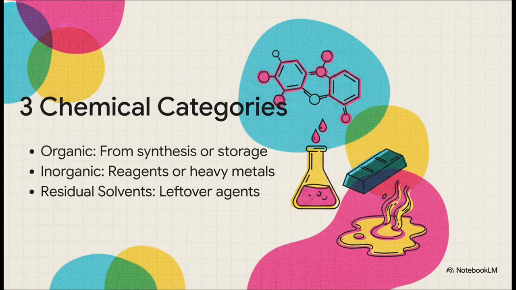Second, we have inorganic impurities. Now, these are a bit different because they contain 0 carbon. We're talking about heavy metals or chemical reagents, and thankfully, we can usually spot these using specific limit tests. And finally, residual solvents. Look, in drug manufacturing, you absolutely need solvents to dissolve materials. But if those dissolving agents aren't totally removed by the end of the process, well, they become impurities themselves.